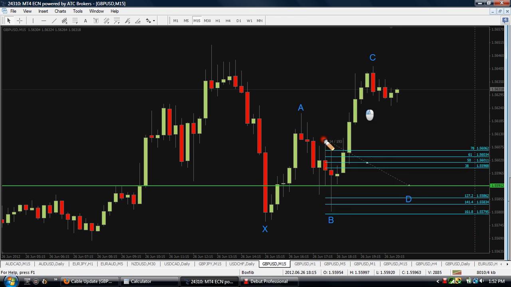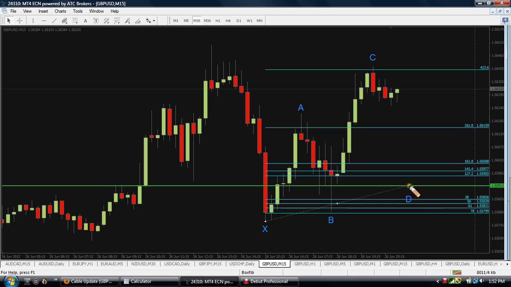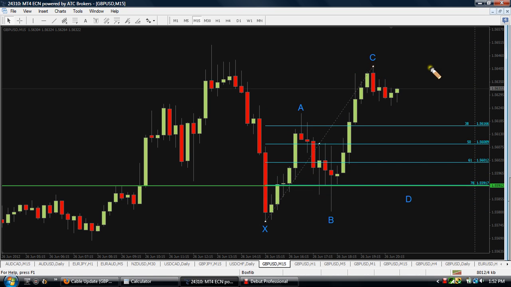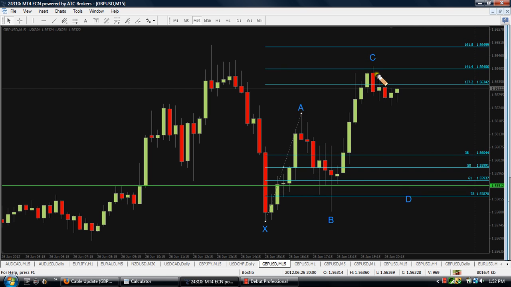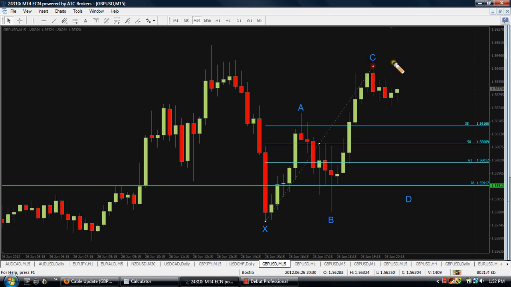If the C point holds here, you can see price retesting the C highs here, and by the time you watch this video, it's very possible price will have continued on. It's very possible price will have continued on past this 141 extension and actually closed above it, which would invalidate all of this.